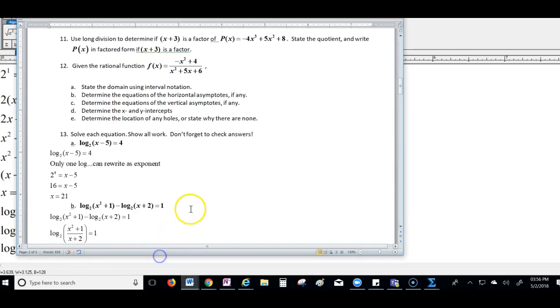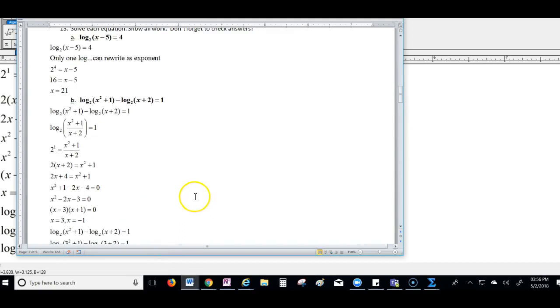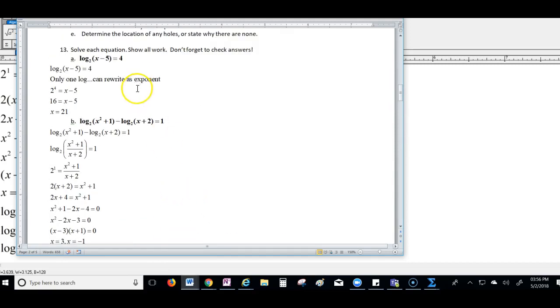And I'm going to go back to my course review. And that is how you would solve these two log equations.